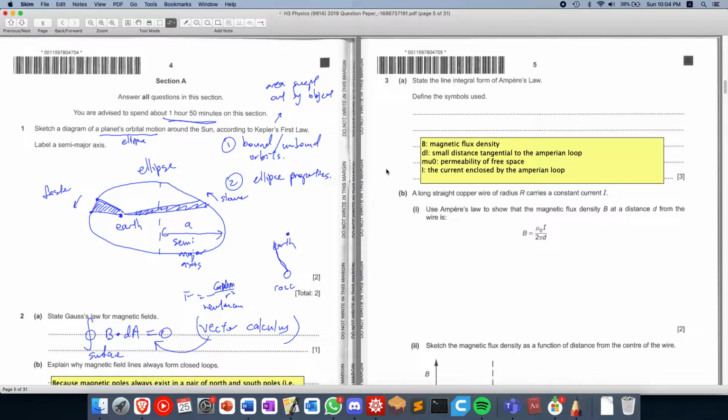So what is Ampere's law? Actually, the one that we are taught, or rather the one in the answer key, is this. But I'm going to digress later on. So essentially, this is telling us that when you have a current carrying loop, it's going to generate a magnetic field. Okay. So it's I enclosed. So define the symbols used.